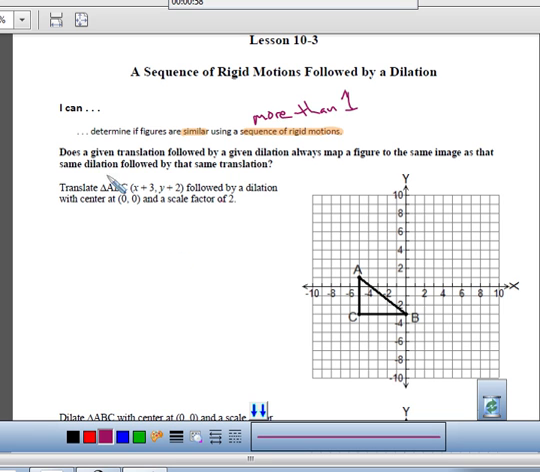The first thing we're going to talk about, though, is, does a given translation followed by a given dilation always map a figure to the same image as that same dilation followed by that same translation? I know that's a lot to understand. What are they asking you? We are basically trying to decide: does order matter? Does the order that you do your transformations matter?